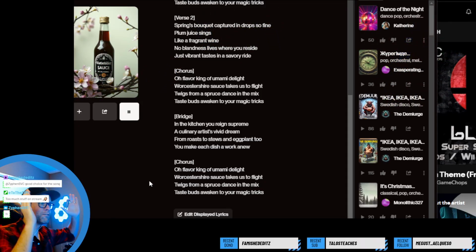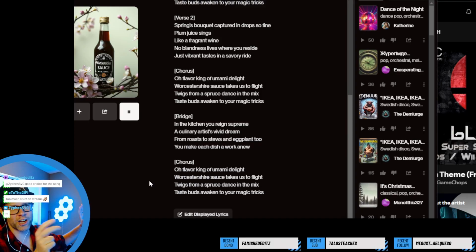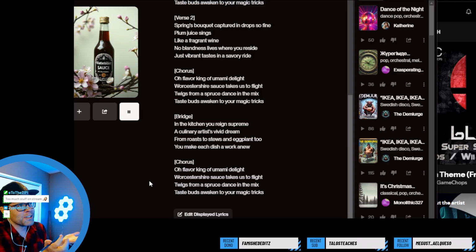Fantastic song. So Xiphon decided to generate an AI song for us. We had to listen to it. It's about Worcestershire sauce.